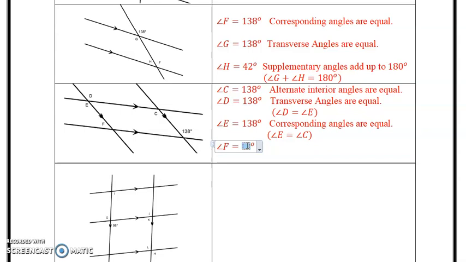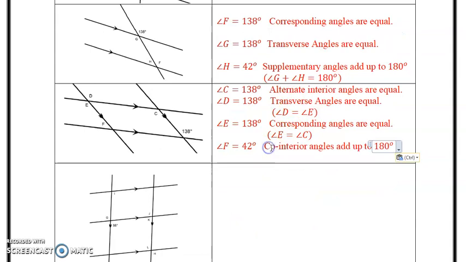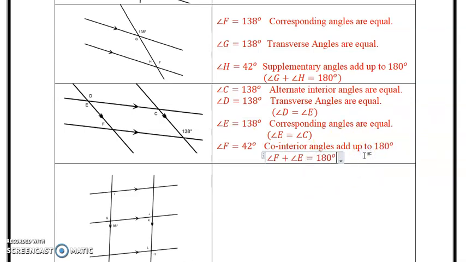And the last one there, F and E add up to 180, so that would be 42 degrees. Okay. All right. And E and F are called co-interior angles; co-interior angles add up to 180. And those co-interior angles are angle F plus angle E is equal to 180 degrees. So that's where that property comes from.